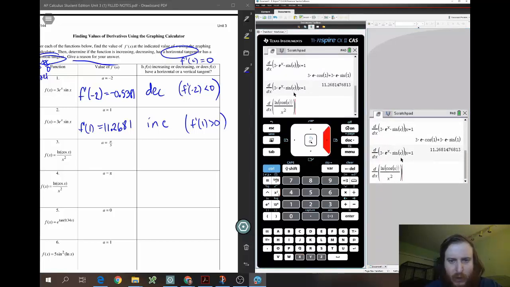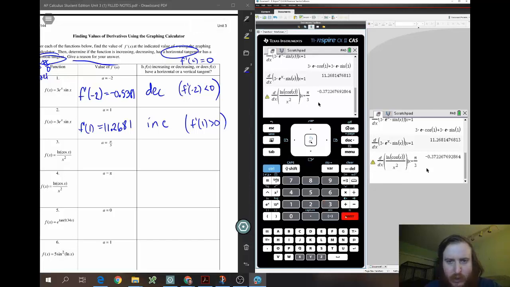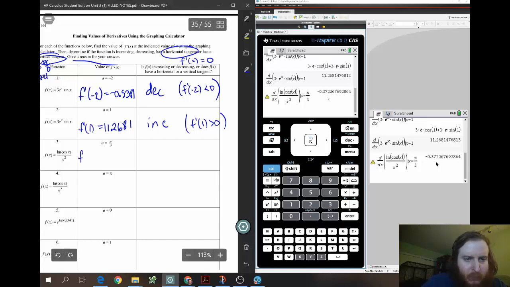And then outside of our parentheses, we're going to do the control equals. We're going to choose at. We're going to do at x equals, and again I'll do the control divide, at x equals pi over 3. And then I'm going to this time hopefully hit control enter to make sure that I get this as a decimal. So now we have this as a decimal, and we get negative 0.3722. So f prime of pi over 3 equals negative 0.3722, or 23 if we want to round that last one.